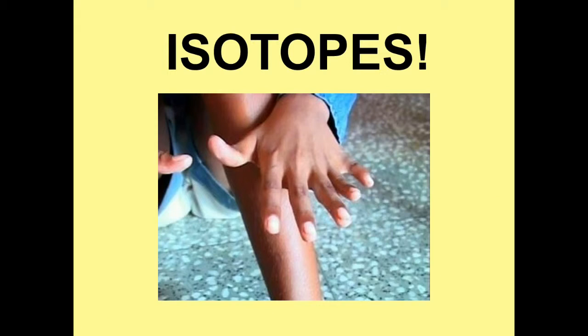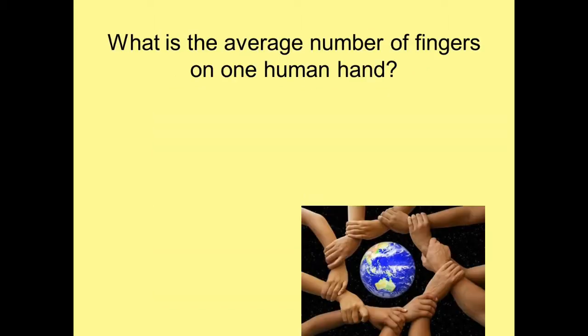Today we're talking about isotopes, and I'm showing a picture here of a human hand that has 6 fingers, because if you asked, and I'm counting thumbs as fingers, what's the average number of fingers on a human hand, somebody would probably say 5.